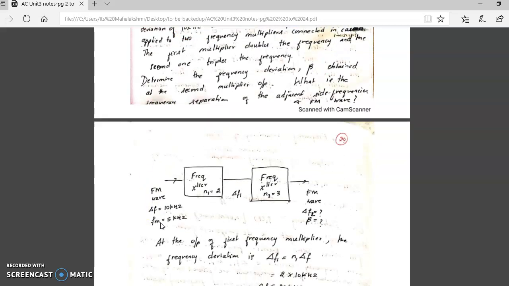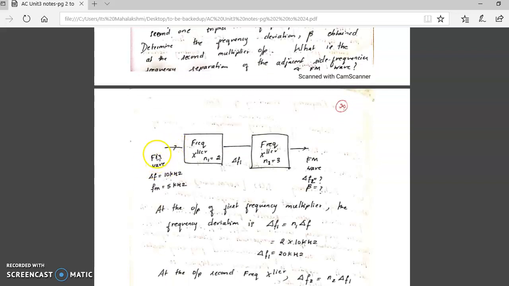Okay, so let us write the FM wave you are applying here. So this is a narrowband FM wave. So you will get a wideband FM wave at the output of the frequency multiplier. So again, that wideband depends on the factor n. Okay. For the given problem, delta F is 10 kilohertz, Fm is 5 kilohertz.